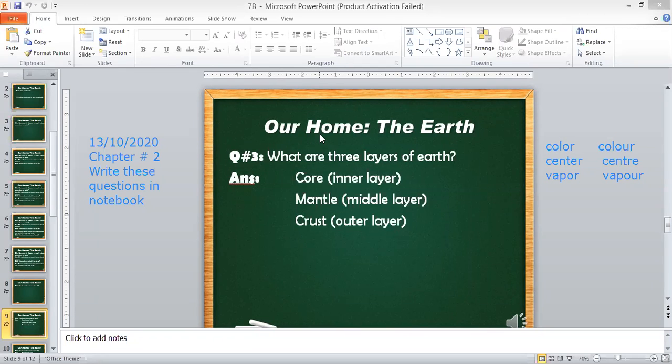And the middle one is the mantle layer. It's a semi-liquid layer. And then the third one, the core, the inner layer, which is inside the earth. So there are three main layers of earth. Whenever someone asks you what are the three layers of earth, you have to tell it's core, mantle, and crust. The core is the inner one, the mantle is the middle layer, and the crust is the outer layer.